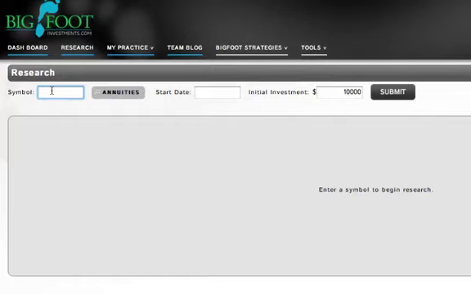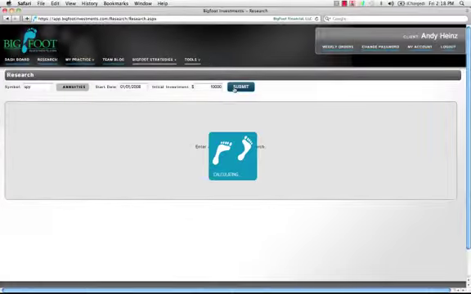Next comes the initial investment amount. If you do not want a specific amount, the default is $10,000. In this case, we will use the default. Please note, for each entry, you should tab or use your mouse to move to the next selection. If you happen to hit enter along the way, the research page will open. Once you've completed the entries, click the Submit button.